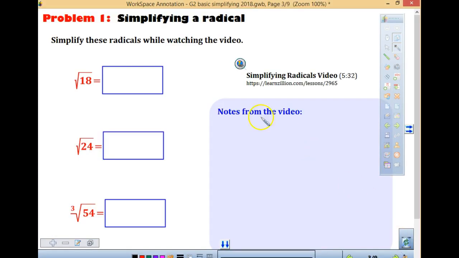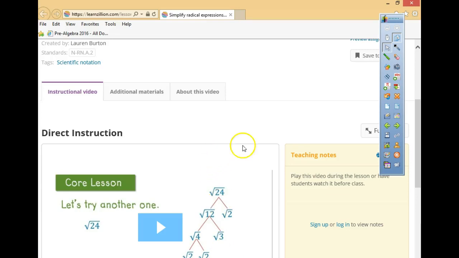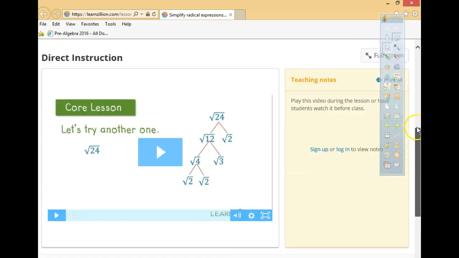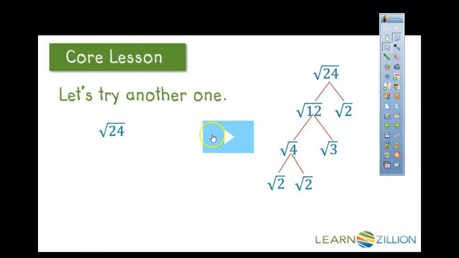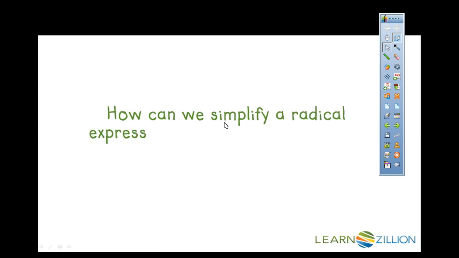When we look at simplifying our radicals, okay? So it says simplify these radicals while watching the video. And then we're going to take a look at some notes from the video as to how we are always simplifying, okay? So as you take a look at this video, how can we simplify a radical expression without an area model?